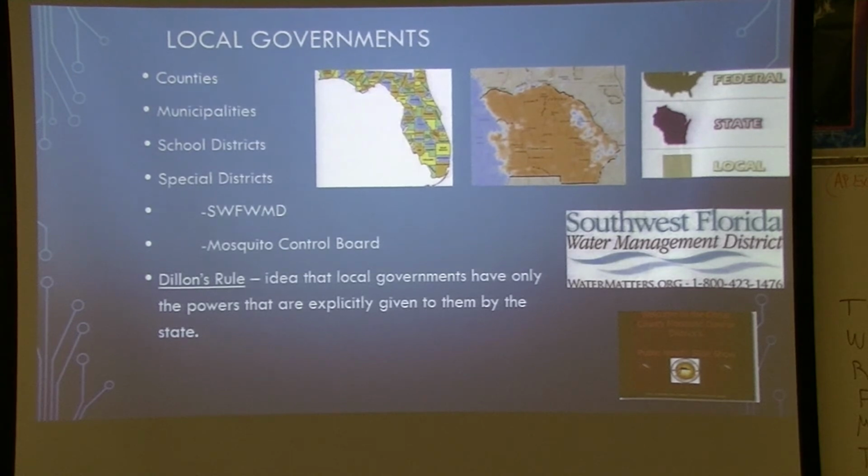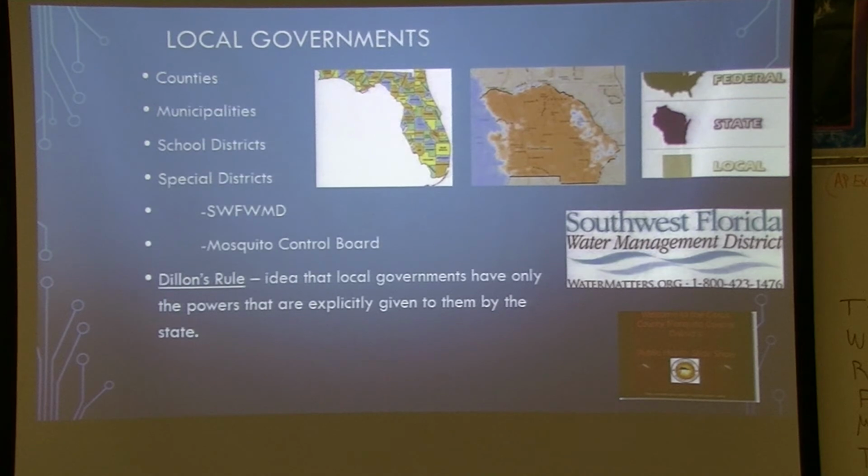There are a lot of different governments you can have for special governments. In this area, we have the Mosquito Control Board, and we have the Southwest Florida Water Management District. When we were in class, I think there were 7 governments that could tax you, starting with the U.S. government on down, and we're not as high. Some place like Cook County, Illinois, where Chicago has a lot of governments, may actually have close to 20 different taxing sources coming over them.